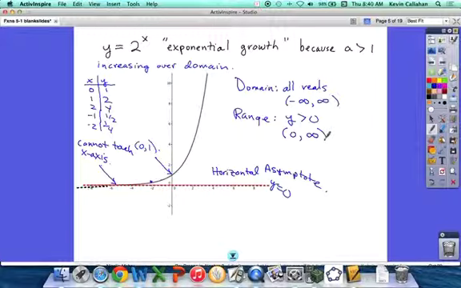So does it have any x-intercepts? Mackenzie? Does it ever cross the x-axis? No, it never touches the x-axis. So it has the y-intercept here. It has a horizontal asymptote here. It has a domain of all real numbers. It has a range of y greater than 0. It's always increasing, so it will have an inverse, which we'll see next class. Right, that's the standard graph of an exponential growth.